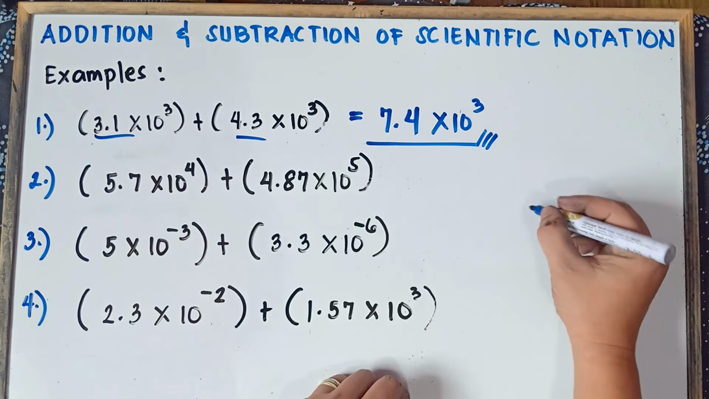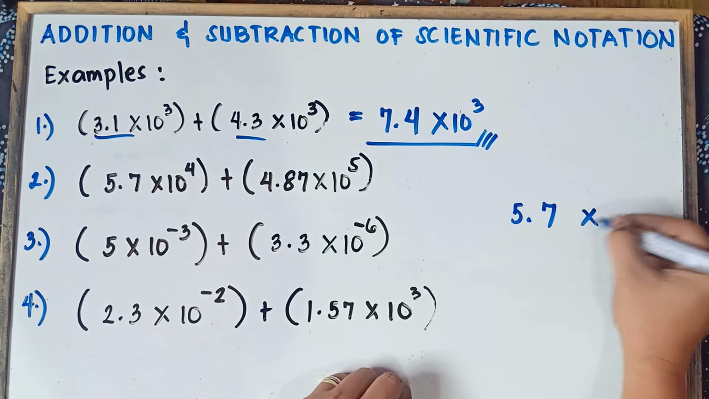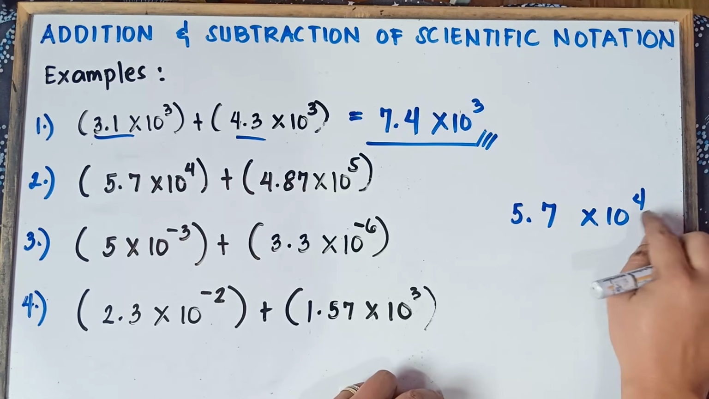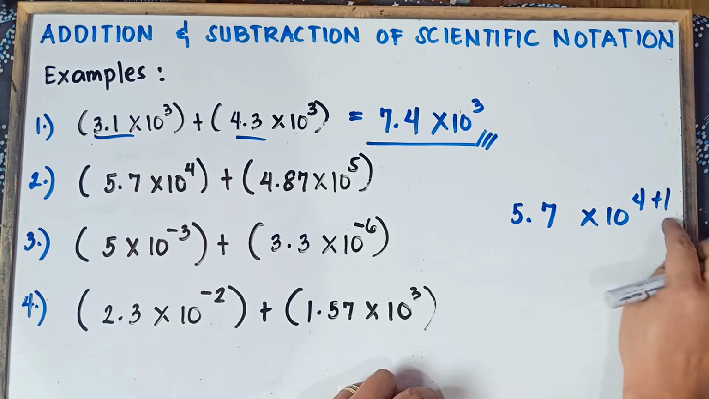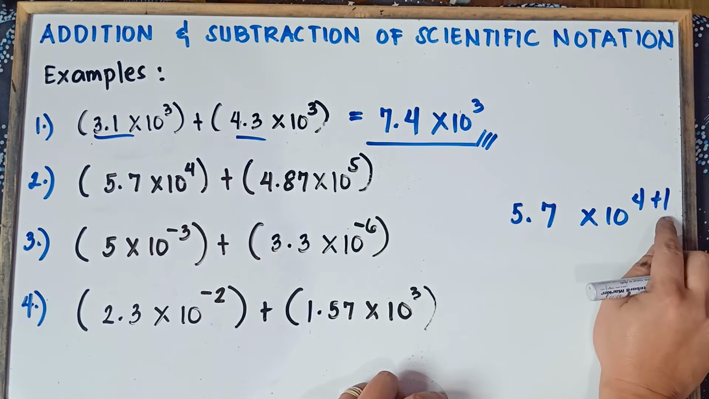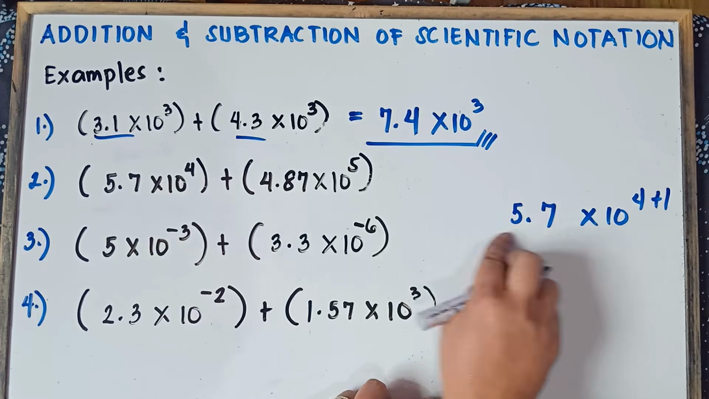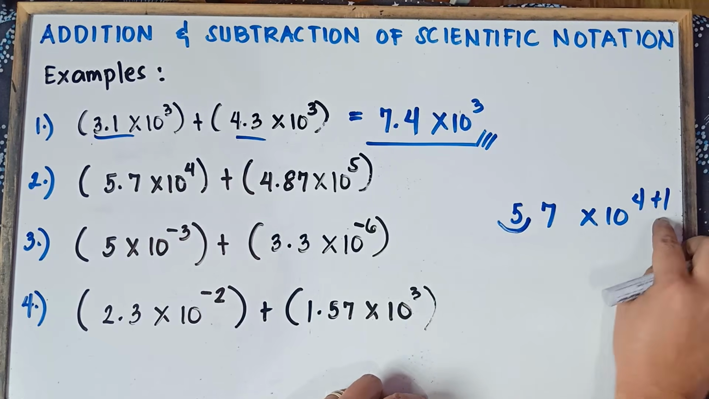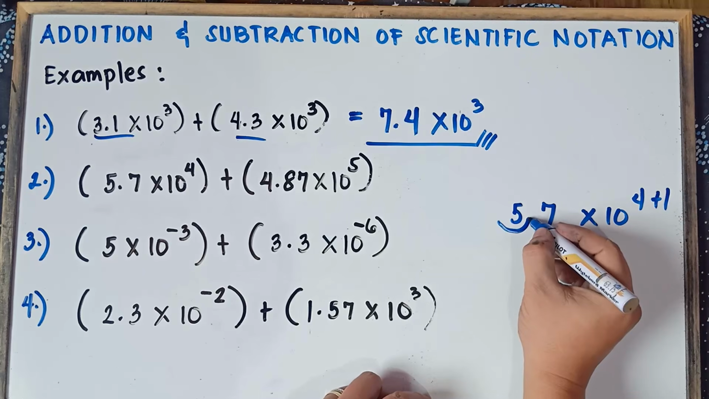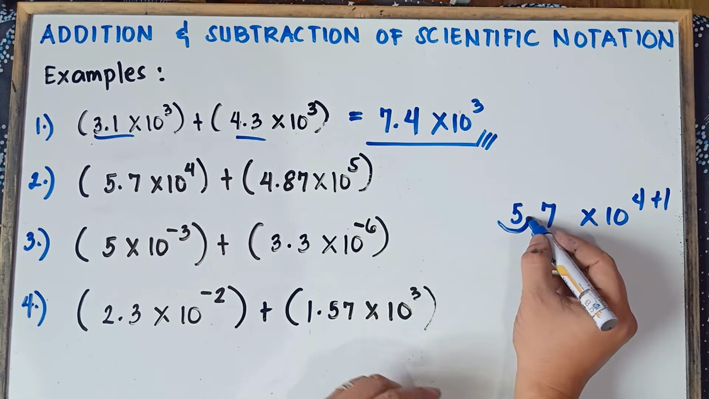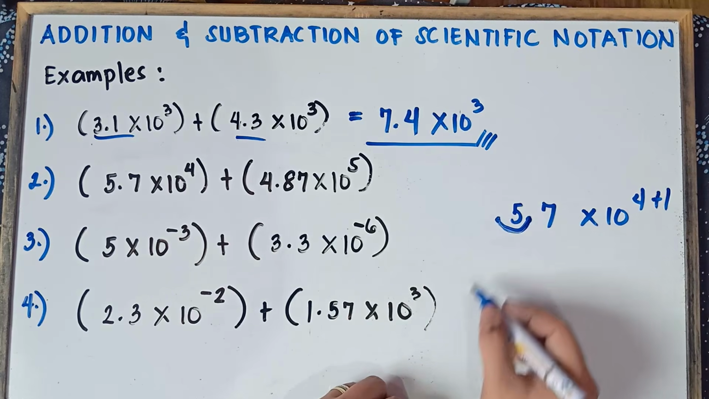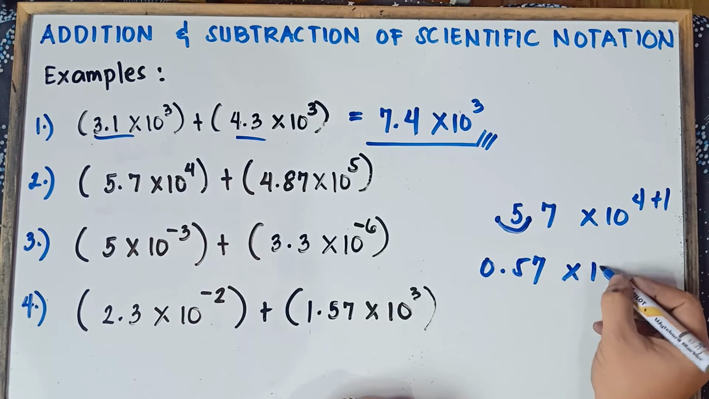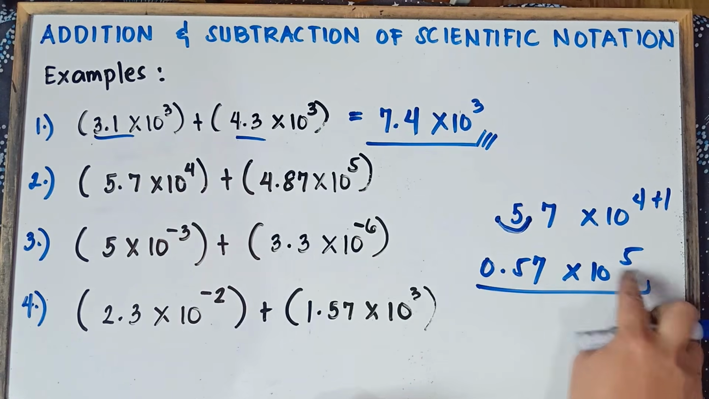Once again, class, let me copy this one. 5.7 times 10 raised to the power of 4. Now, we need to make this 4 become 5. Of course, to make this 4 become 5, we need to add 1, right? 4 plus 1, that would be 5. Now, if you're adding 1, you need to move the decimal point right to left once. So, move the decimal point once, and the decimal point will be here. So, therefore, this will be 0.57 times 10 raised to the power of 5, and you will have the same exponent.